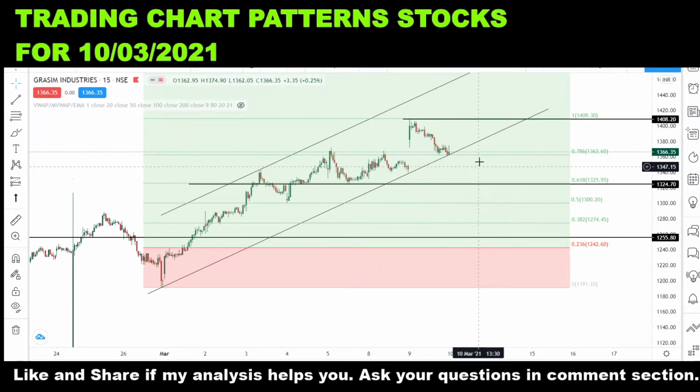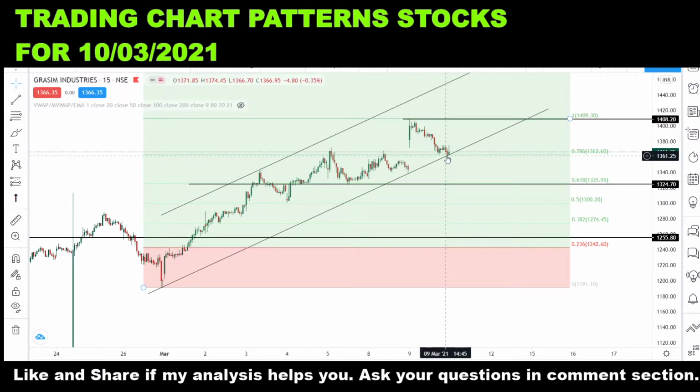Let's analyze this share, Grasim Industries. First of all, let's see, the stock opened gap up. It made a high of 1409 on intraday levels and it failed to cross this level. Okay, and what happened next? The stock fell down drastically and made a low of 1362.60.